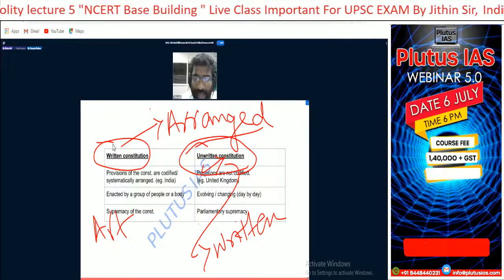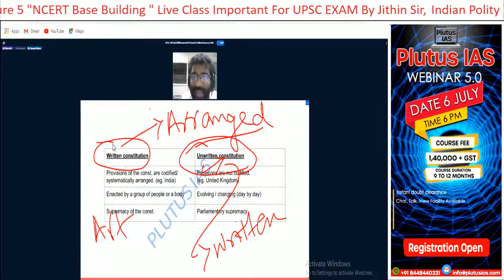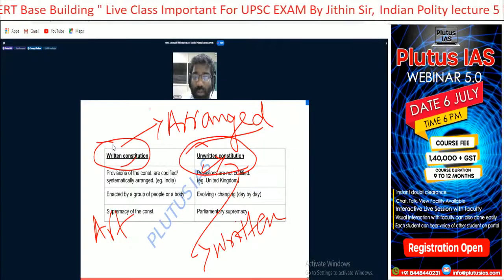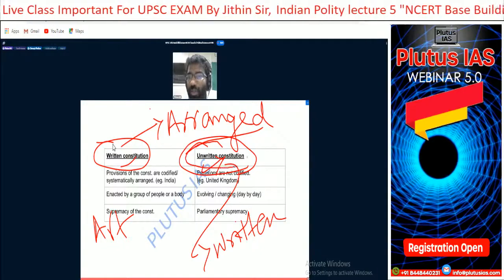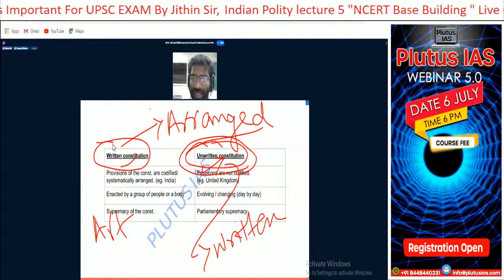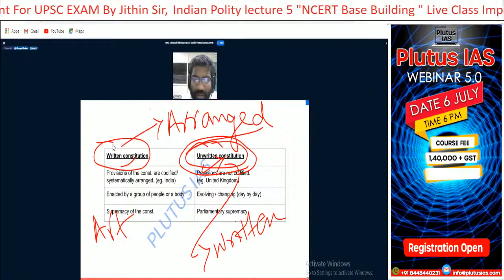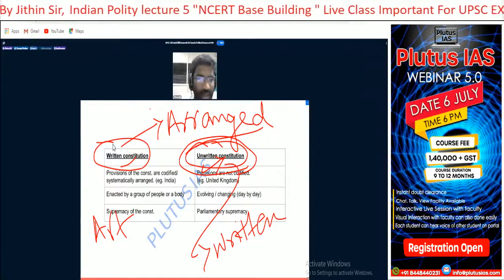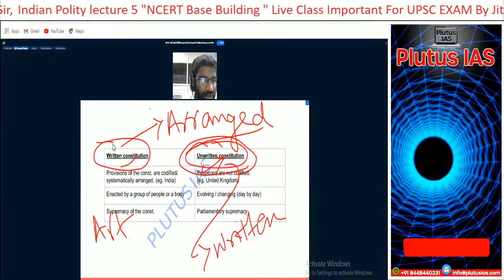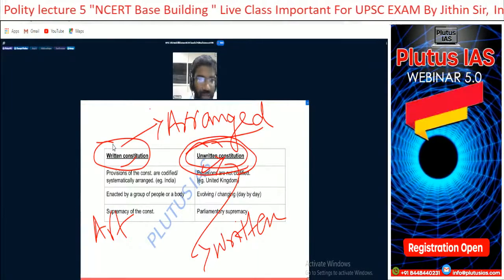Okay, in a written constitution, provisions are arranged, whereas in an unwritten constitution, the provisions are not arranged. Is it clear? Yes, sir. Navya, is it clear?